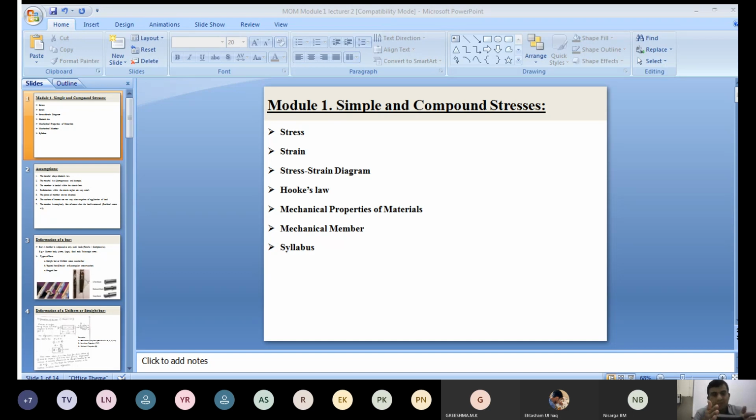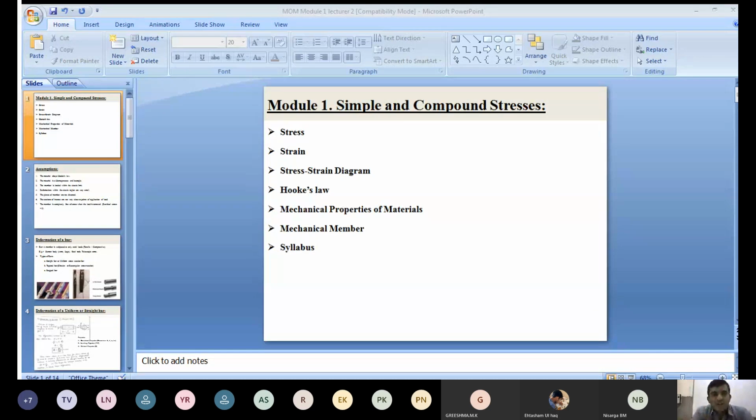Similarly, compressive stress has two forces acting towards each other. Shear stress means the forces are acting on the surface area, right? And the other types of stress we also discussed: bending stress, twisting stress, and bearing stress. When one component presses over another one, you get bearing stress.